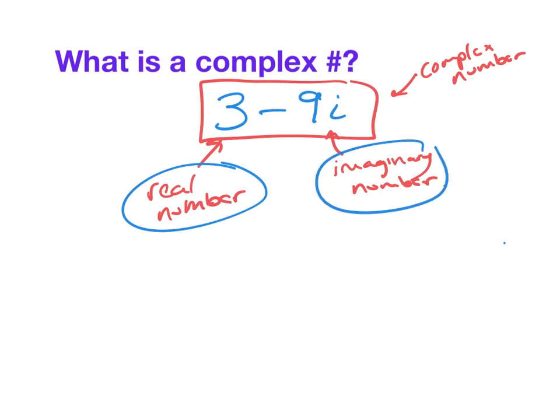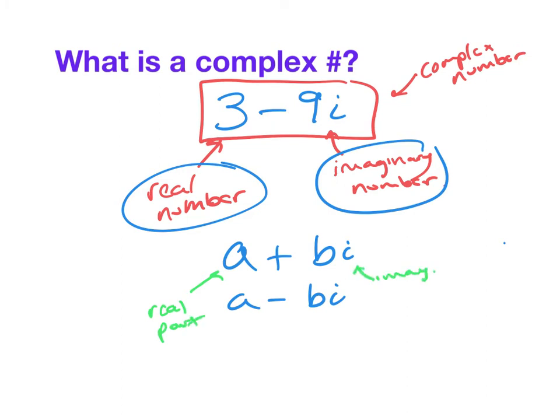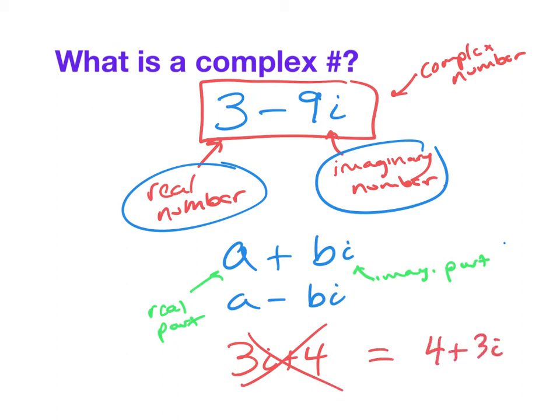There is a standard form that we use for complex numbers. In fact, a plus bi or a minus bi would be the standard form of a complex number, where the real part is always listed first and the imaginary part is listed second. And so we wouldn't come up with answers today as 3i plus 4. That would be technically incorrect. We would write that answer as 4 plus 3i in the end overall.